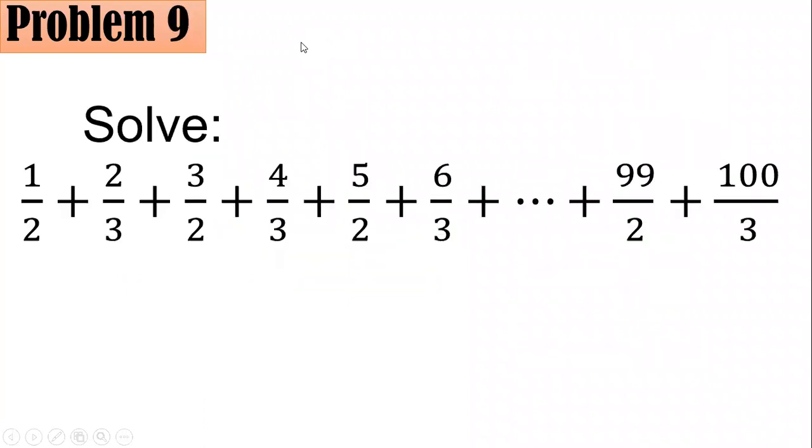Okay, let's have number 9. I think I gave this one before, but for the benefit of those who did not have this yet: 1/2 plus 2/3 plus 3/2 plus 4/3 plus 5/2 plus 6/3 plus all the way until 99/2 plus 100/3. Find the exact value of this expression.